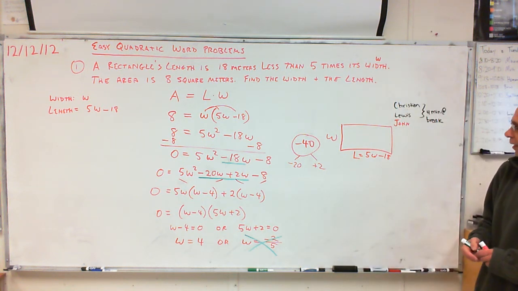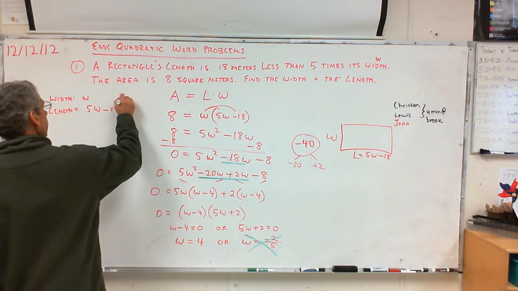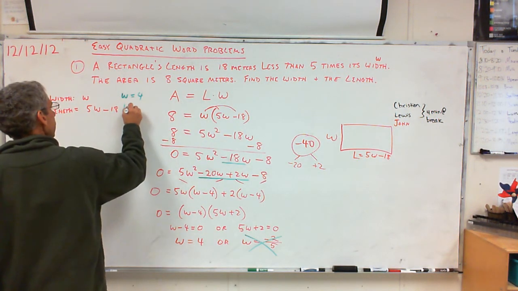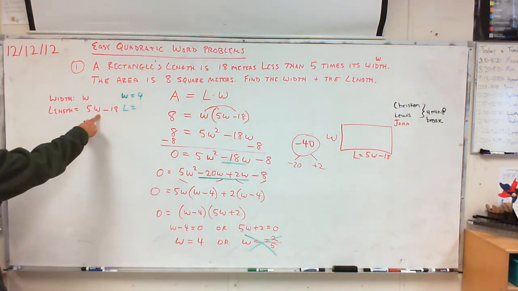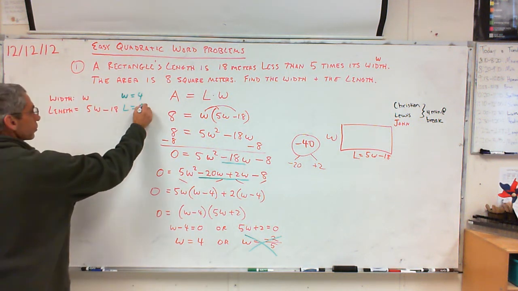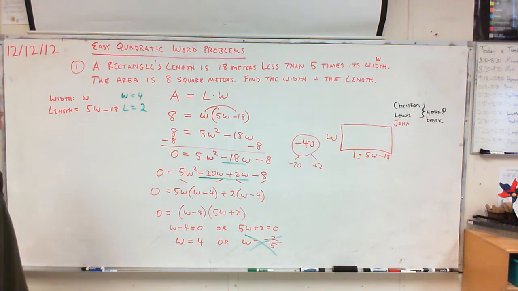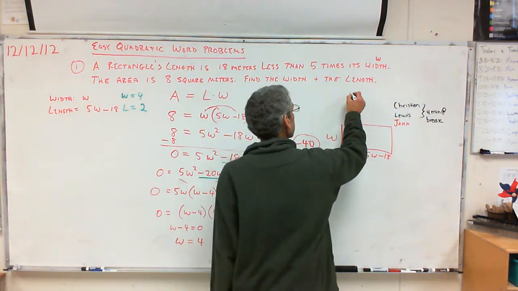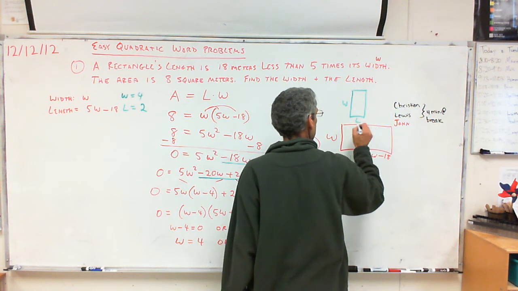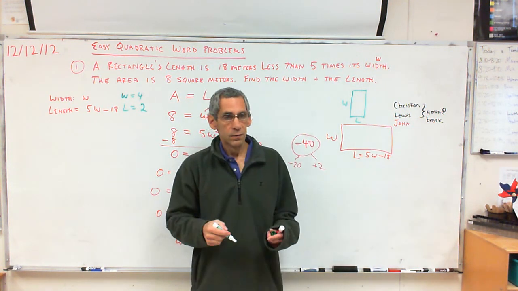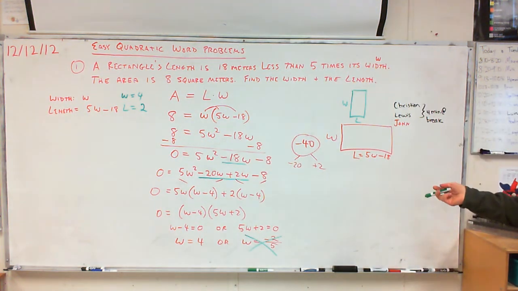So now we just plug it in. Our width is 4, and our length is 5 times 4, which is 20, minus 18, which is 2. That doesn't make sense. I drew it wrong. It doesn't matter. So now we realize it's like this. The width is like this, and the length is like that. But it was helpful to draw it even wrong because it helped us set it all up.